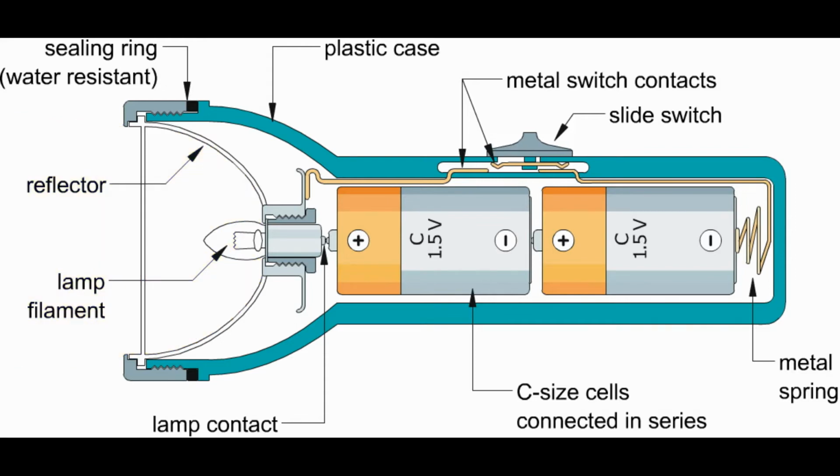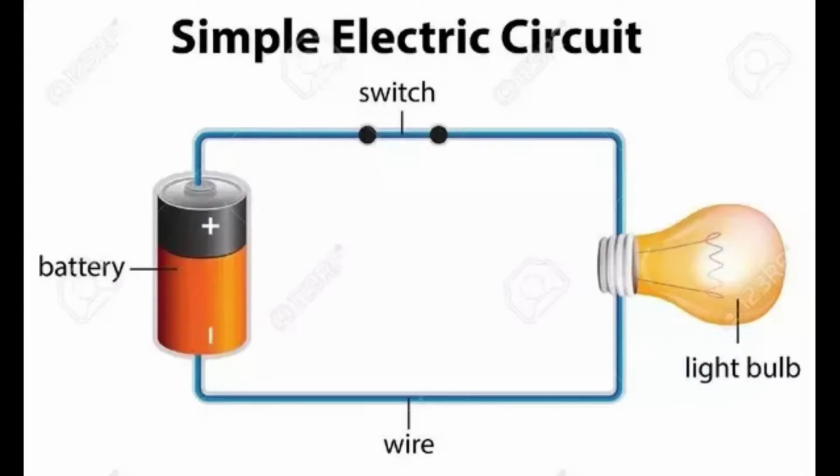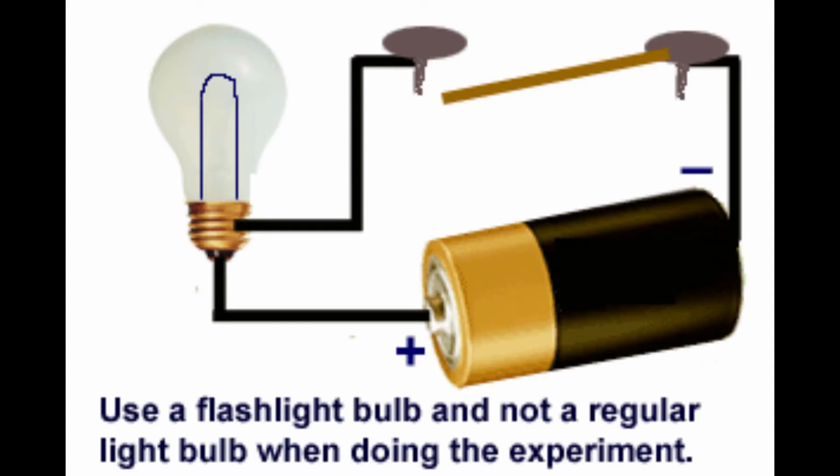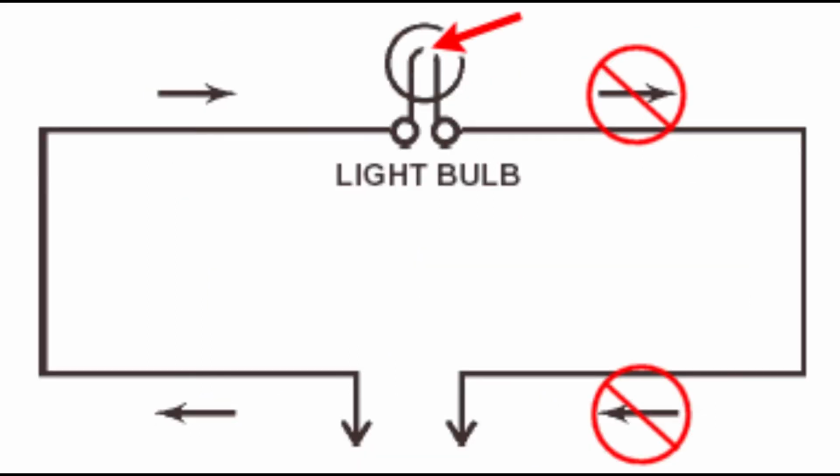A continuous and closed path of an electric current is called an electric circuit. Now, if the circuit is broken anywhere, the current stops flowing and the bulb does not glow.